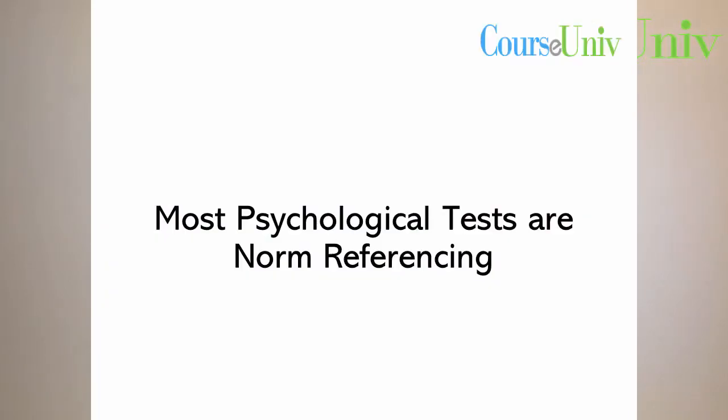Or you can make them norm referenced: in comparison to your class, you are 2 standard deviations above the mean, so you are the bright ones. For psychological assessment, mostly the scores are represented in the form of norm referencing.